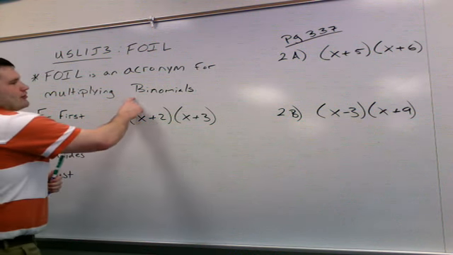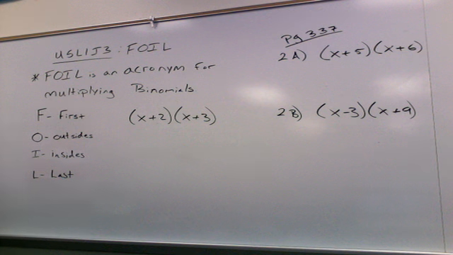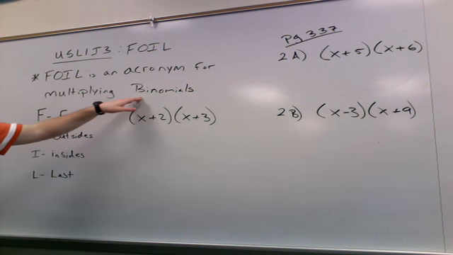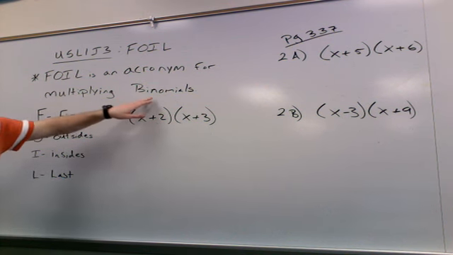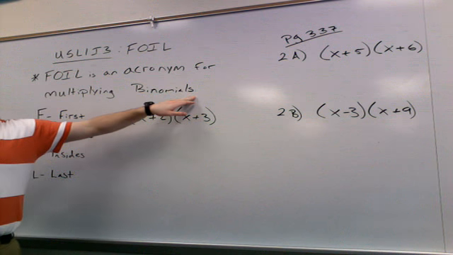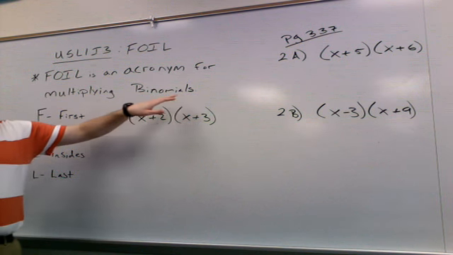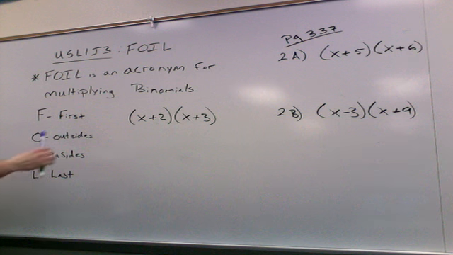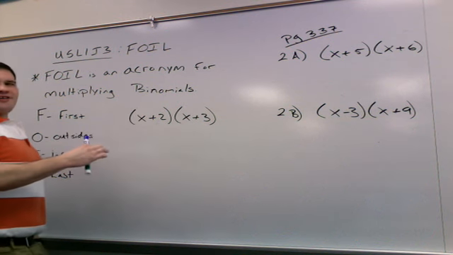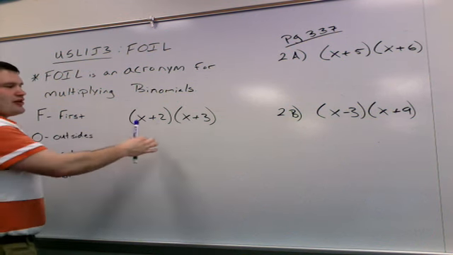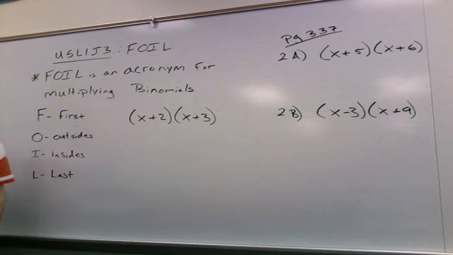Good. Now, this word binomial. What does bi mean? Two, right? What is nomial? Numeric terms. So a binomial has two numeric terms. So x plus 2, x plus 3, those are binomials. So FOIL is a way to multiply two binomials together.